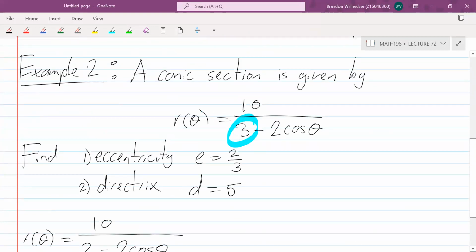But we can see that this is cos theta, so we know that we are dealing with a vertical directrix, so it's going to be x equals something. We also have that it's minus E cos theta, so we're going to have x equals minus 5 for the directrix line. Okay, so that's the equation of the directrix. D equals 5 is just the distance to the directrix. X equals minus 5 is the actual equation of the directrix.